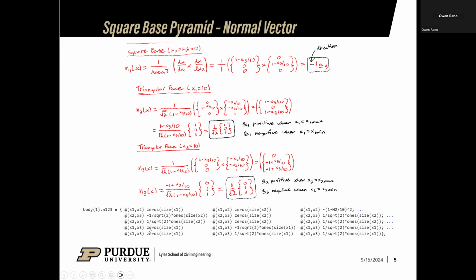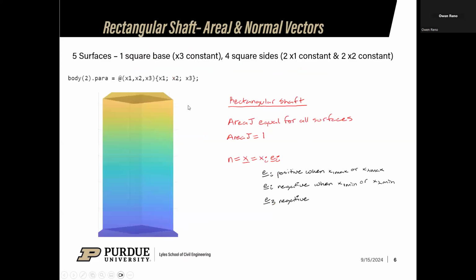And this is all seen here in how the code is run: x1 min is negative, x1 max is positive, x2 min is negative, x2 max is positive, and then this final x3 for the square base is going to be negative. Rectangular shaft, very basic. This all turns out to 1. There's not much explanation needed there.